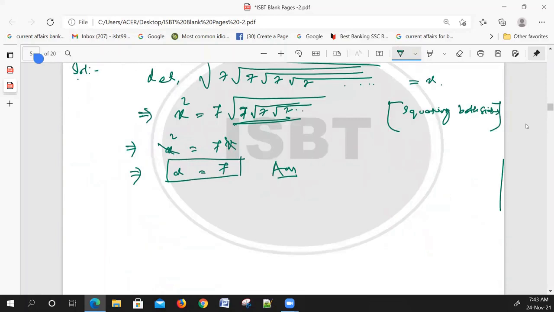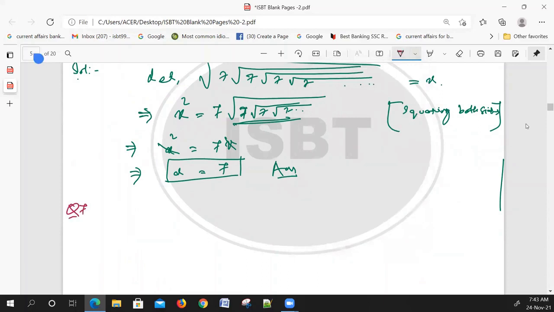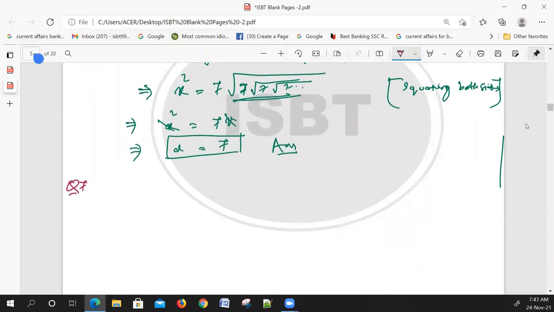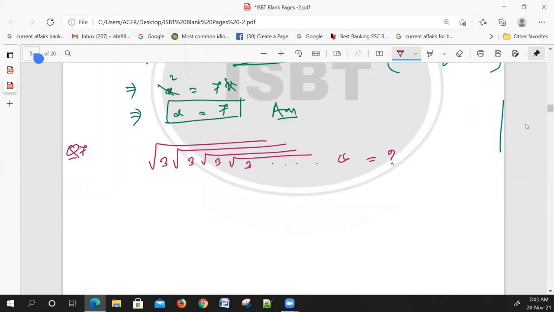Question number 7. Suppose root 3 under root of root 3 into root 3 like this up to infinite. What is its value? The answer is simple. The answer is 3. Okay, like the earlier questions. Look at the earlier solution.